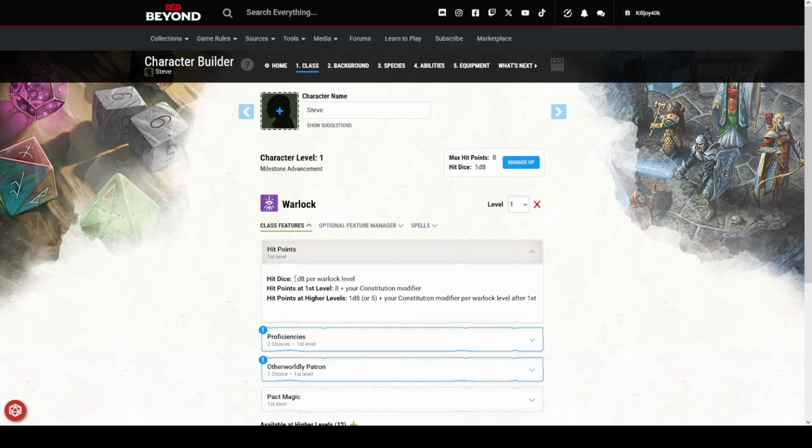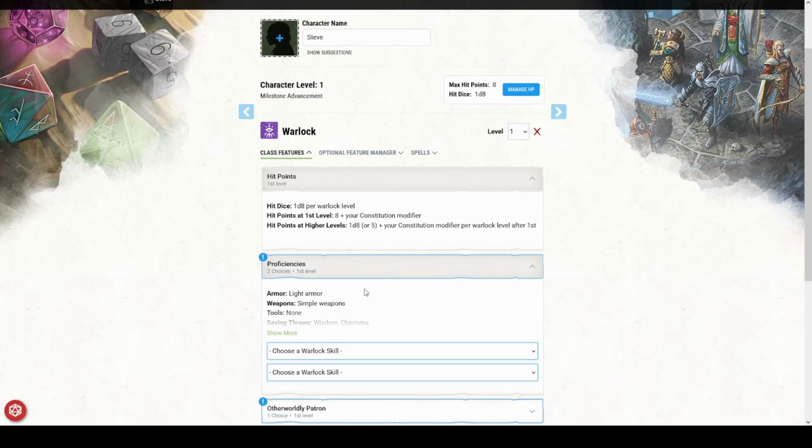These are important for rests, which I can explain once we finish making the character. So you get 1d8 per warlock level. The importance of that is that it's middle of the road as far as hit dice. Hit dice range from d6 to d12, with d8 being the middle of the road. You're not squishy, you're not tanky, you're just able to take a hit better than the squishies.